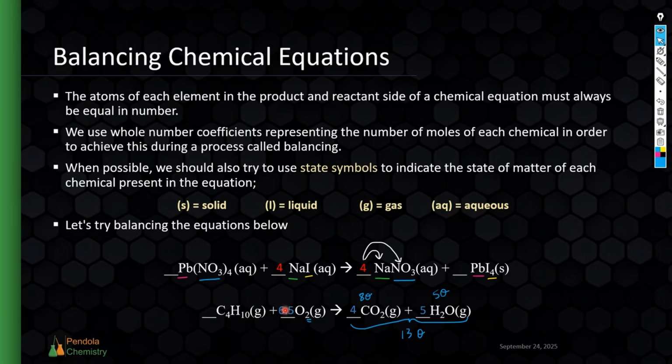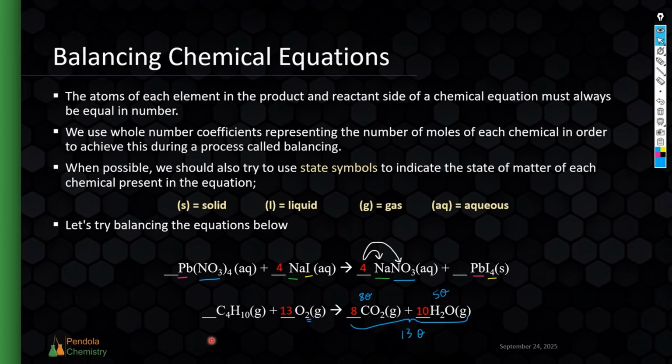Now, the only issue with this is that we can't use a decimal as our coefficient. So what do we do? We just get rid of the decimal. How do we do that? We multiply every coefficient that we have here times 2. So 6.5 times 2 is 13. 4 times 2 is 8. 5 times 2 is 10.